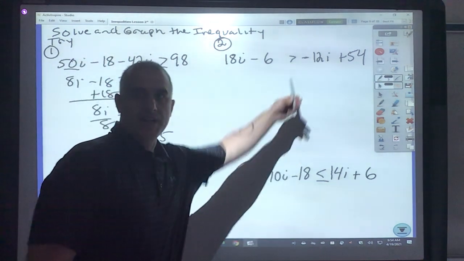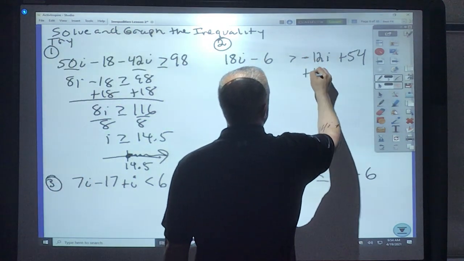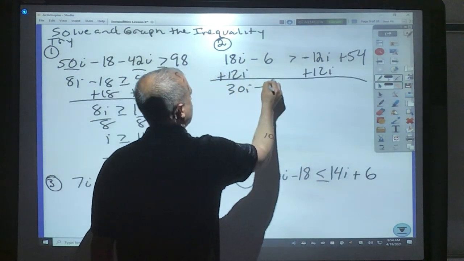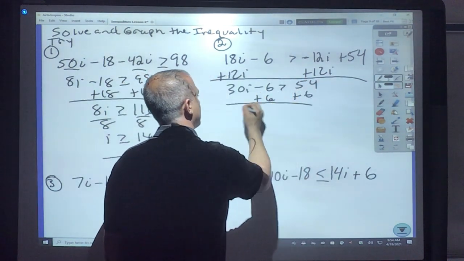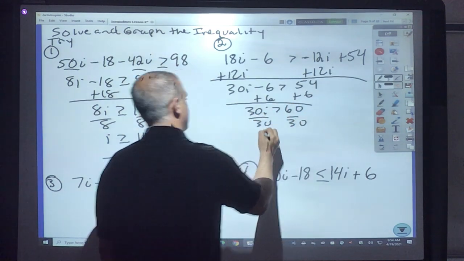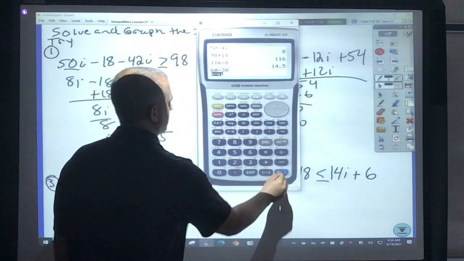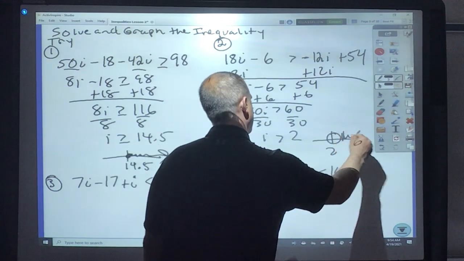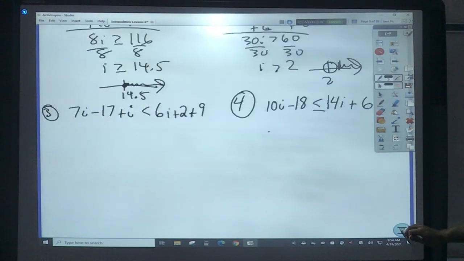Okay. This one, variables on opposite sides. So what I would do is I want to get rid of this negative 12i by adding. So it would be 30i minus 6 greater than 54. And then I would add the 6. That's 30i greater than 60. And then divide by 30. Okay, 60 divided by 30 is 2. Okay, so I got 2. Okay, and I would be shaded to the right. All right, I'm just gonna move my screen down here.